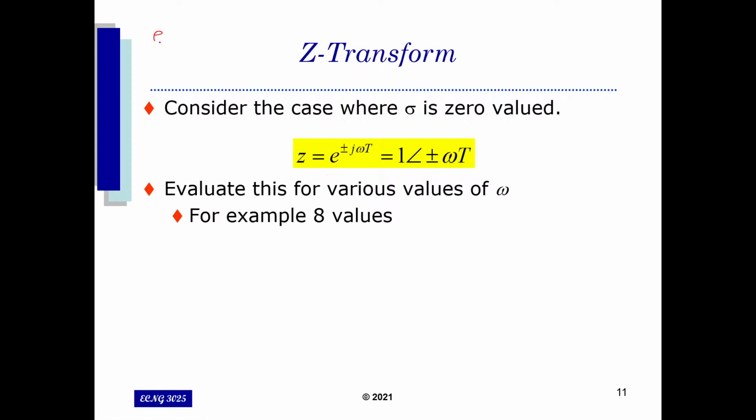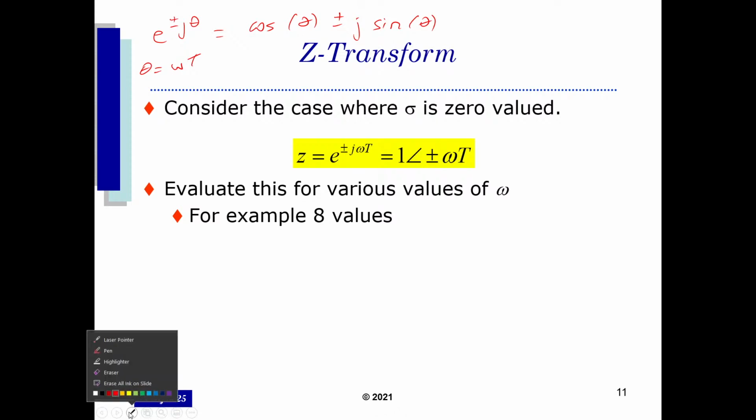So e to the j theta, where theta could be omega t, is equal to cosine theta plus or minus j sine theta. And if you remember from this Euler expansion, that's basically going to be a phasor with magnitude 1 and with phase omega t, because theta is equal to omega t.